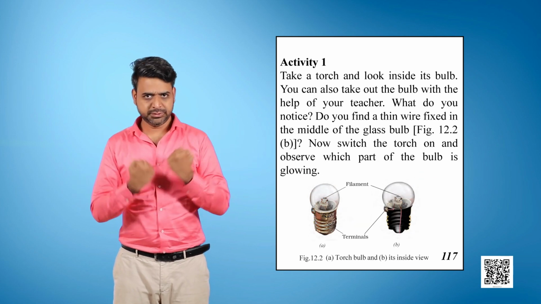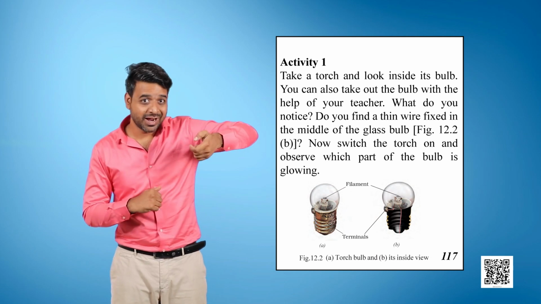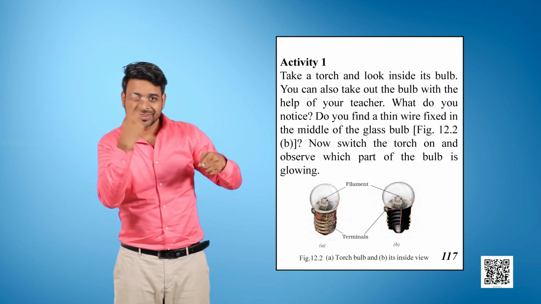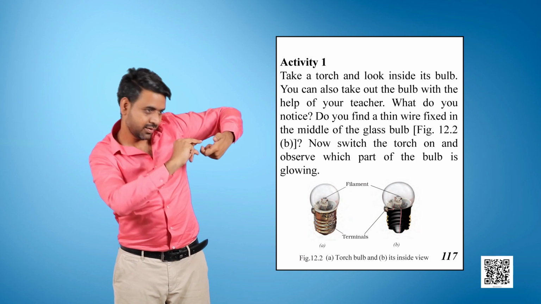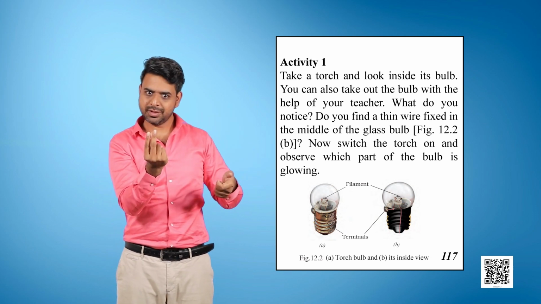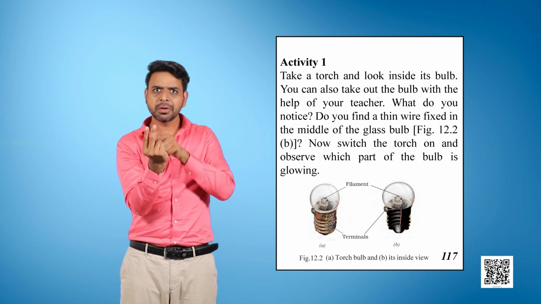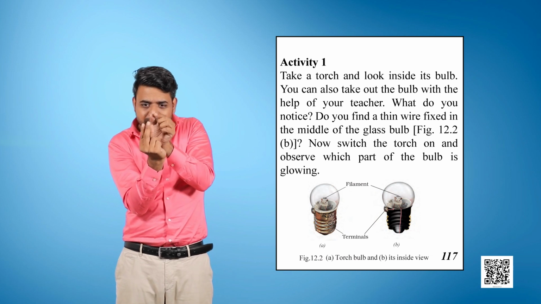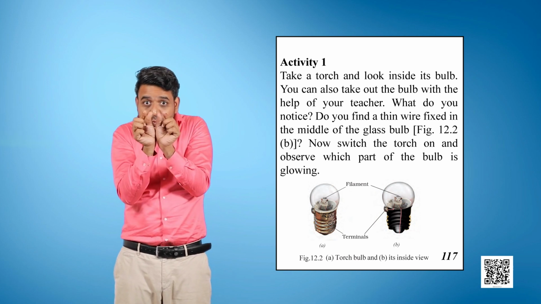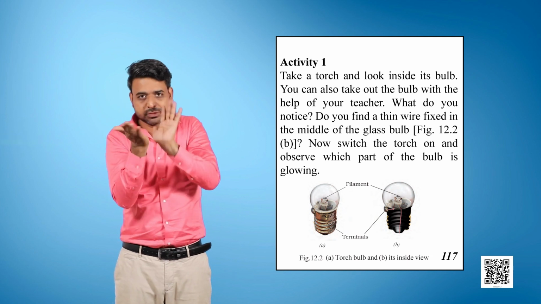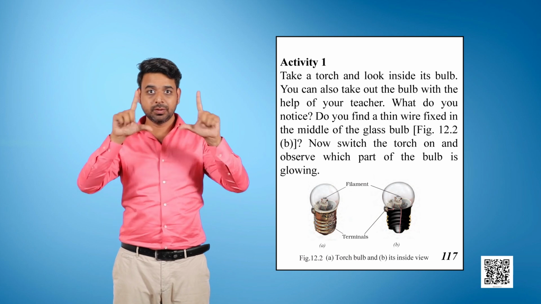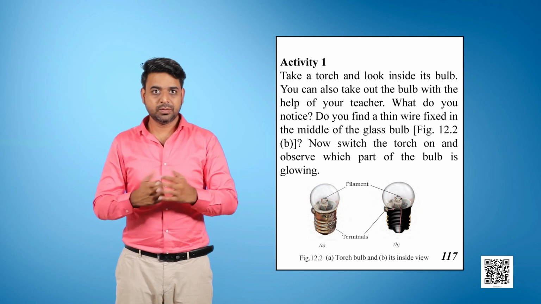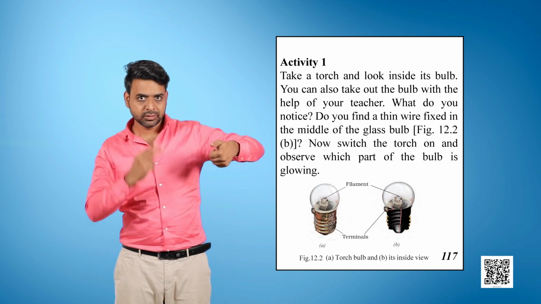Activity 1. Take a torch and look inside its bulb. You can also take out the bulb with the help of your teacher. What do you notice? Do you find a thin wire fixed in the middle of the glass bulb? Figure 12.2b. Now switch the torch on and observe which part of the bulb is glowing.